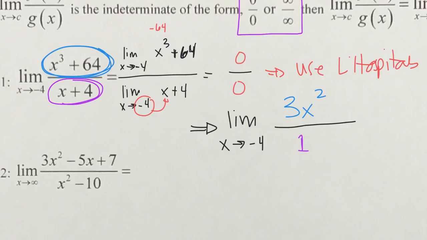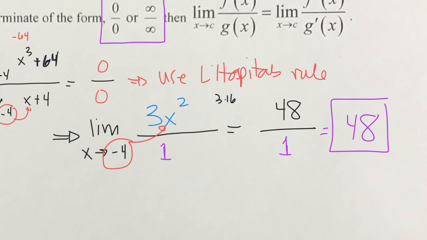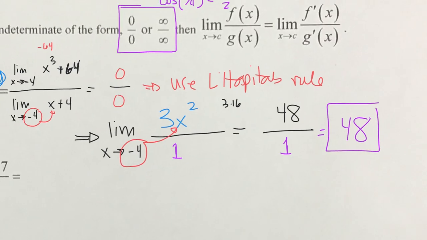The derivative of 1x is 1. If it were a 5x plus 4, the derivative would be 5. So the derivative of the bottom is 1. All right, now let's plug in negative 4 again. What do we get? Negative 4 squared is positive 16. 16 times 3 is 48 divided by 1 is just 48. So the answer to this problem is 48.